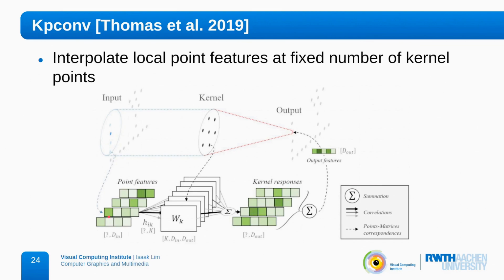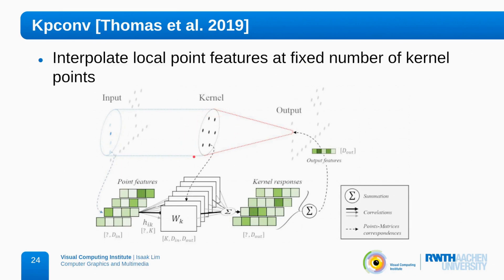And then by summing all of these point features up based on their weights at a particular kernel point, we can then compute the kernel responses. And here we do not just sum up the point features based on our interpolation weights, but we also map them to another dimensionality, and then we sum up our kernel responses in order to compute our final output feature, which is the result of a convolution, because a convolution is just a weighted sum.